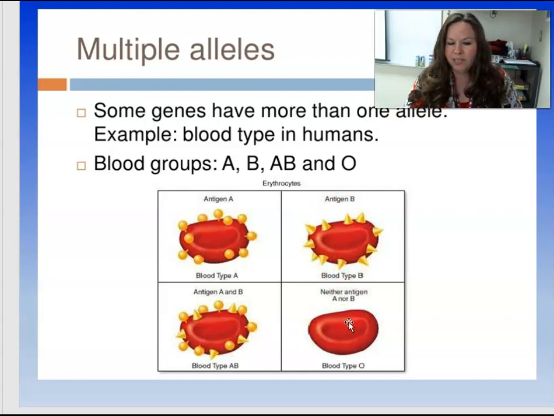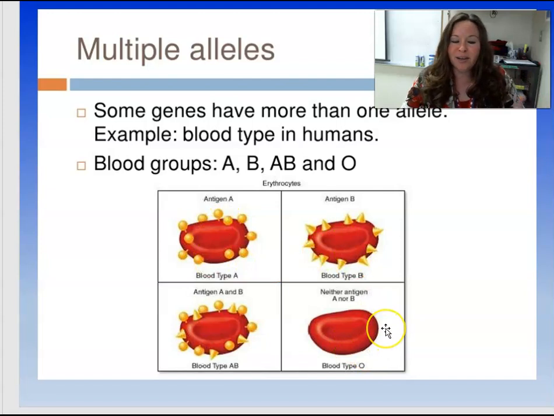Again, the O's immune system will recognize those antigens as foreign and will attack those red blood cells, and it could kill the person. How about, can I give A to B? Actually, no. Can I give B to A? No. Can I give A to AB? Yes. Can I give B to AB? Yes.